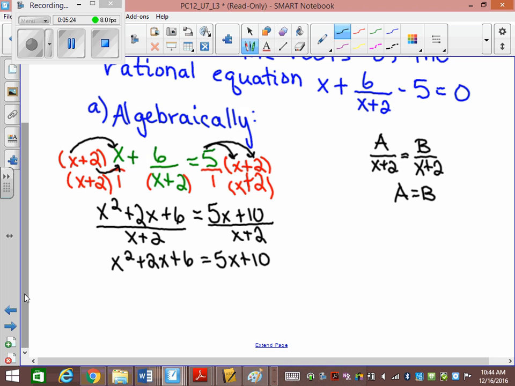Before the denominators go away, though, you have to stop yourself and say, hey, I need to state restrictions. Because whenever you have a denominator with a variable in it, you have to state a restriction, just like when we had a radical with a variable underneath it, we had to state restrictions.